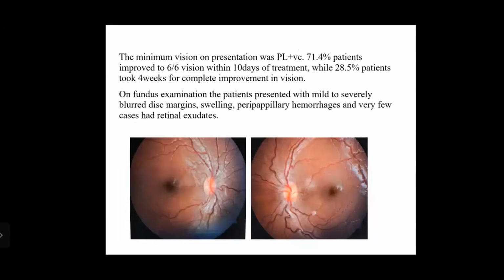71.4% of the patients improved to 6 by 6 vision within 10 days of treatment, while 28.5% of the patients took 4 weeks for the complete improvement in vision. On fundus examination, the patients presented with blurred disc margins, swelling, peripapillary. Few patients also showed peripapillary hemorrhages, and very few had retinal exudates.